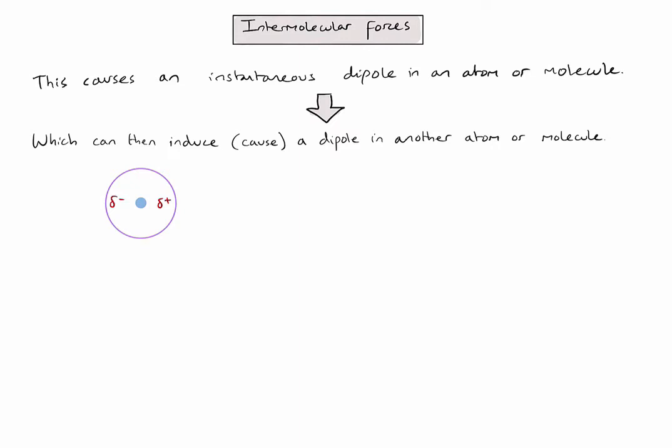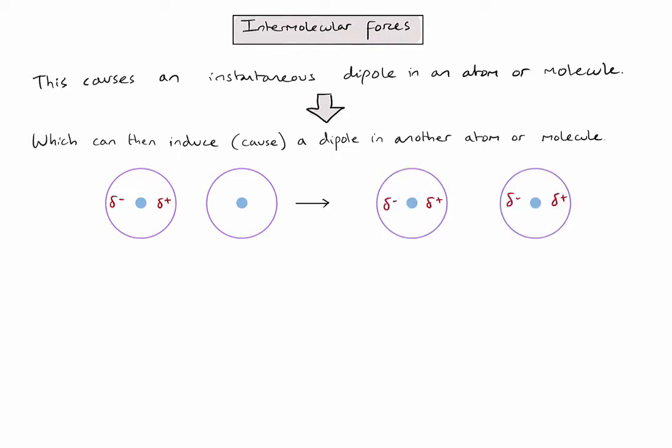If I place this next to an atom which currently has no dipole, then the partially positive side of the atom on the left will attract electrons from the atom on the right to its left-hand side, causing a dipole. So for a very short period of time, I now have 2 atoms next to each other that both have a dipole. And as we know, opposite charges attract. So we will see a weak force of electrostatic attraction between the 2 atoms.